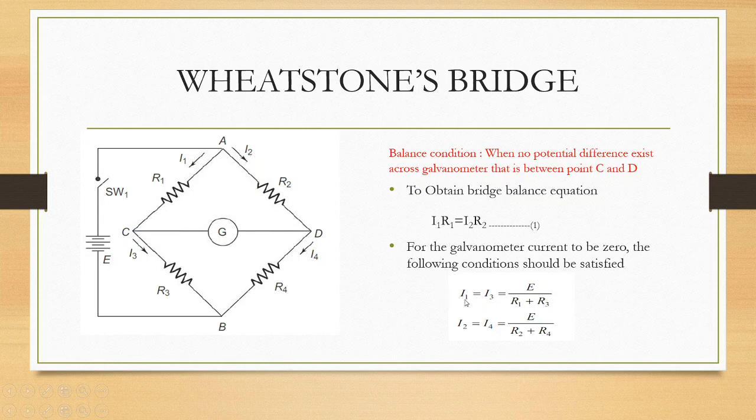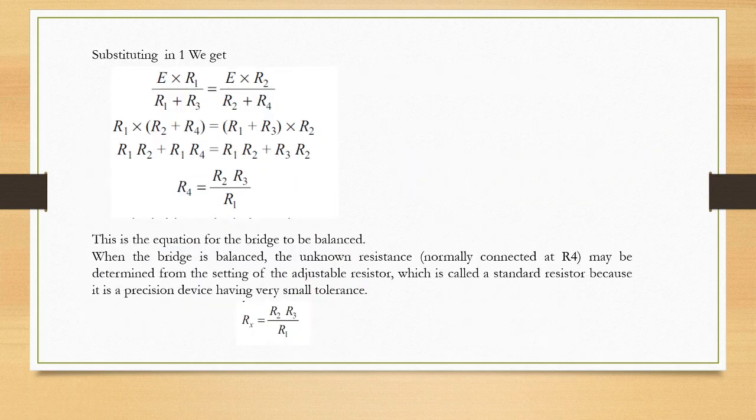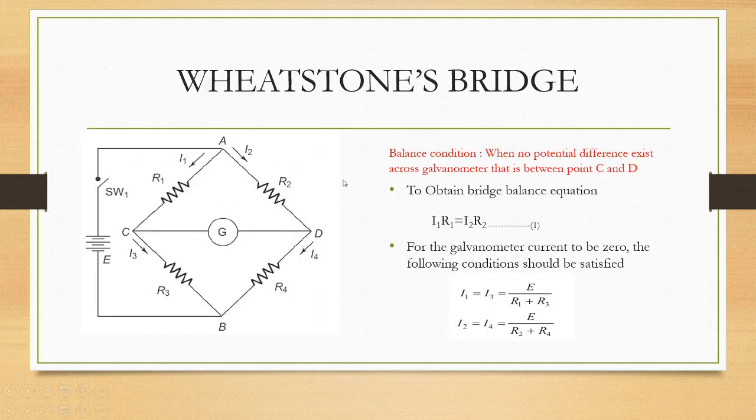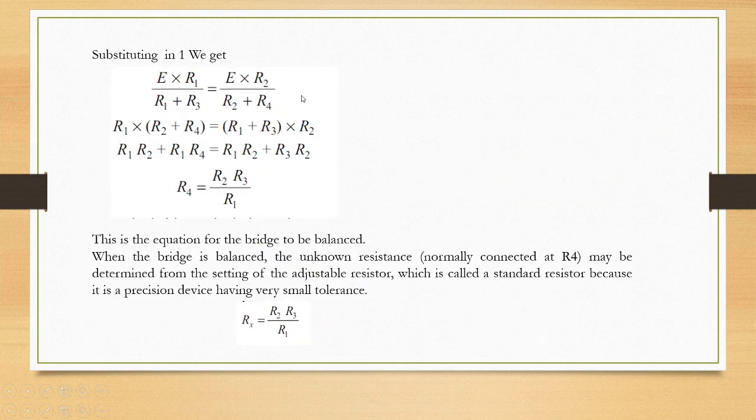Okay. So you can see here I1 is equal to I3, and this becomes equal to E divided by R1 plus R3. This we get by using the voltage divider rule. Next, I2 becomes equal to I4, which becomes equal to E divided by R2 plus R4. Now we can see here in this equation, I am substituting for I1, E divided by R1 plus R3, and for I2 I will be substituting E divided by R2 plus R4. Then we get this equation.